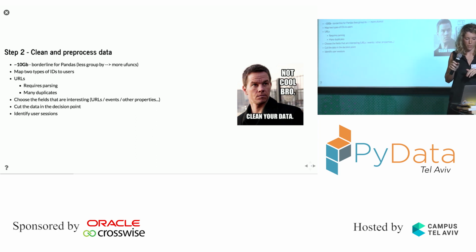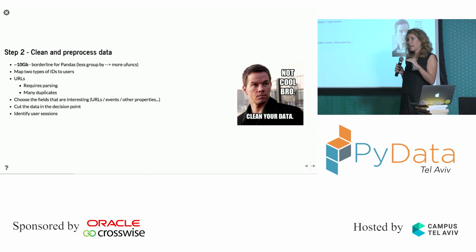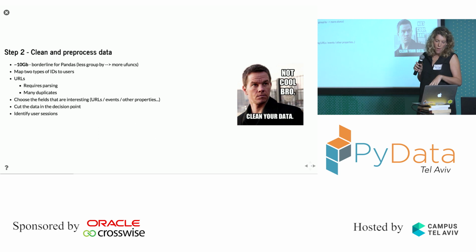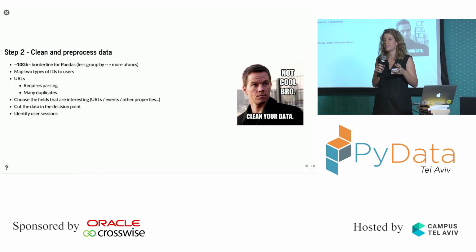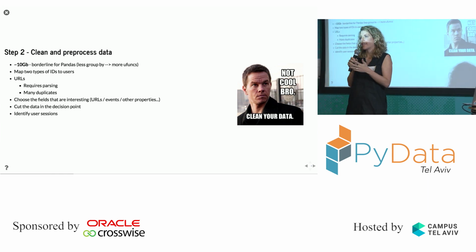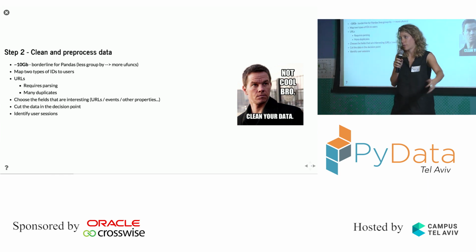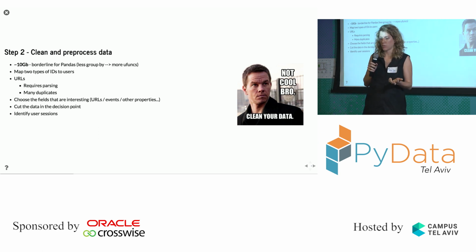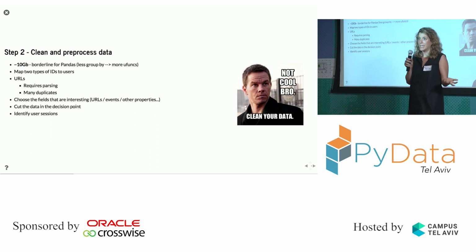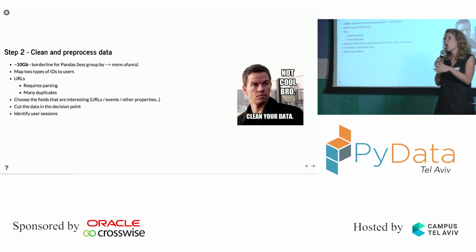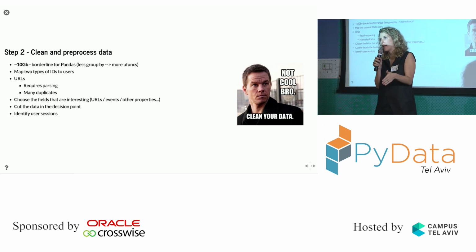We will see an example of that. There were also many duplicates, so I wanted to clean them. Also, I wanted to cut the data at the right decision point, because I get loads of data, all the clicks for all the users, but I want to predict only the decision about the user. If I use data from after the decision point, it will ruin my model because then I will see things I'm not supposed to see. It's like data leakage. So I had to understand where exactly to cut my process.